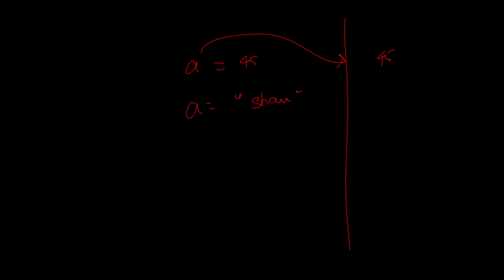Whereas in case of Python, a equals 45 means that if the number 45 was there, a is pointing to that. Then you say a equals, let's say, Sham. I've never written that today. It's going to check, do I find Sham? No, I don't find Sham. So let me write Sham here and let me point a to Sham. Now, if 45 was being pointed to by somebody else, then 45 is going to stay in the memory. Otherwise, it's going to be removed.